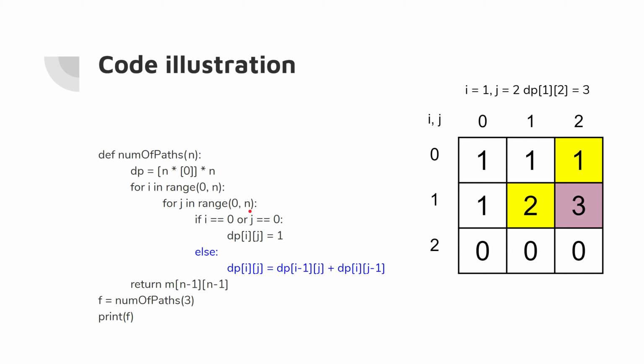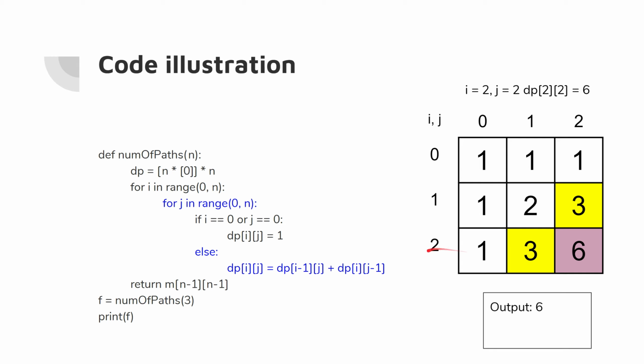And then it goes into the else statement again, because neither i nor j is 0, and 2 plus 1 is 3, so it makes this 3. And then i will increment and j will go back to 0, and because j is 0, it will make this 1. And then it'll go to the else statement, because neither i nor j is 0, and the left adjacent cell is 1, and the upper adjacent cell is 2, so I'll make this 3.